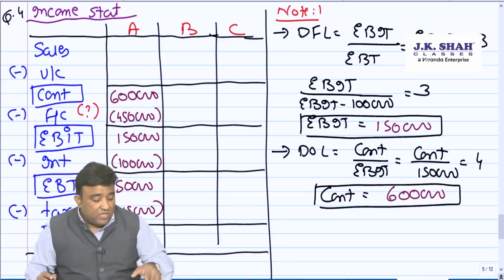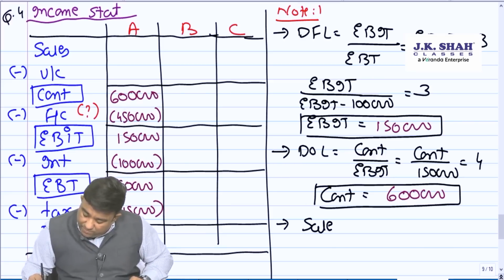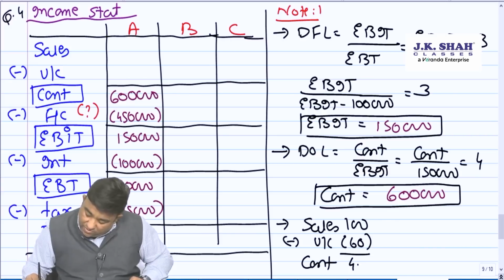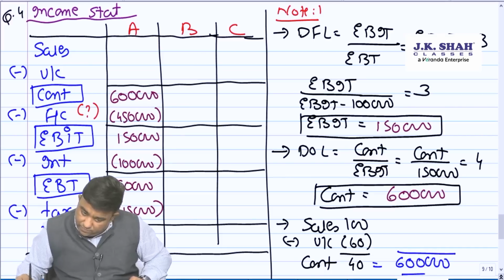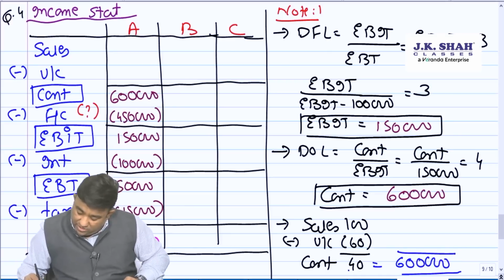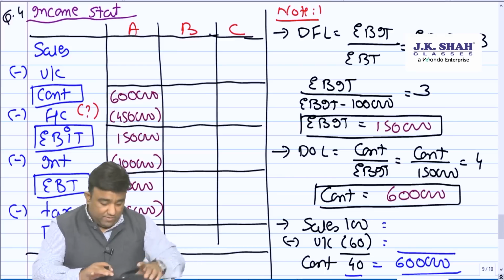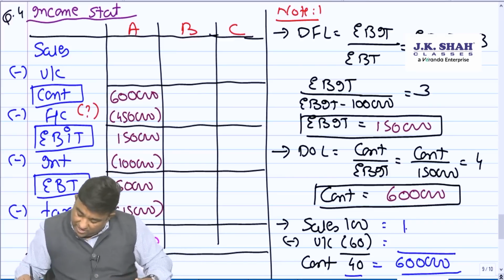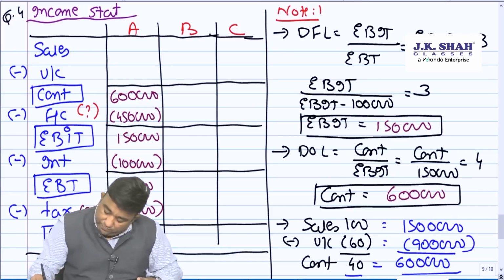And last but not the least, student, I think variable expense is given 60%. I can directly say if sales is 100, variable cost is what percent? 60%. So contribution is 40%. This 40 is 6 lakh. So can I have this ready? So 6 lakh divided by 40%, 15 lakh. The variable cost needs to be 9 lakh. Clear everyone?